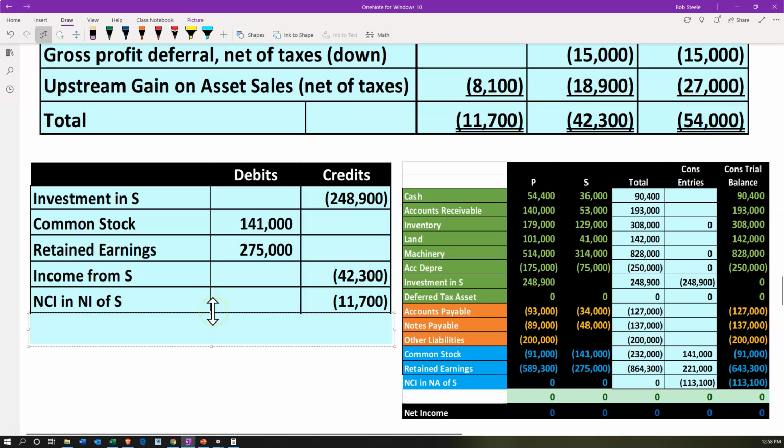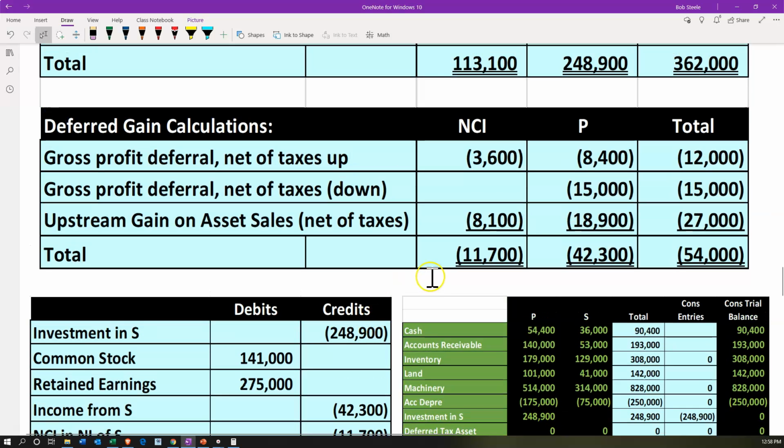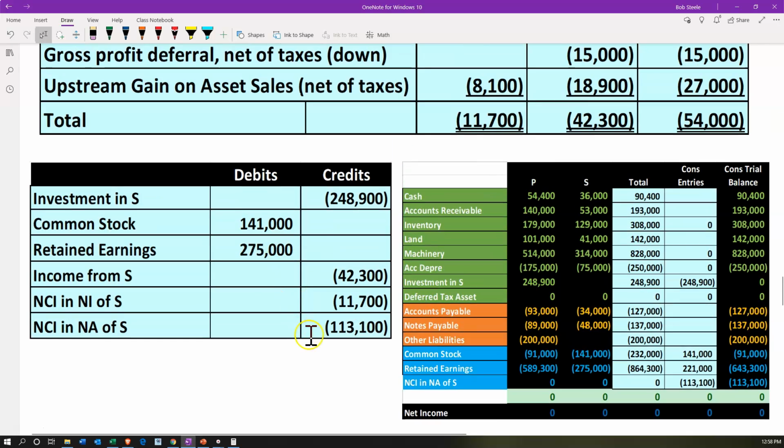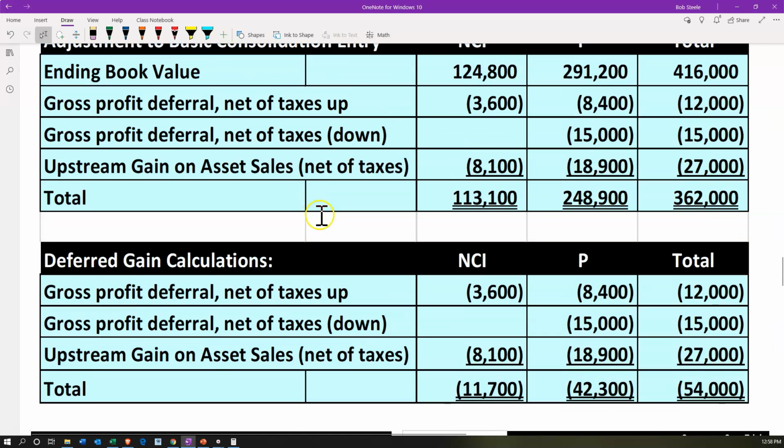Then we have the non-controlling interest in the net income. Again, an income statement account number. We're pulling that 11.7 from the table up top, the 11.7 up here. That number then would roll into, on the balance sheet side of things, the retained earnings and therefore is included in this adjustment right here as well. Then we would take that and break that out between the non-controlling interest in net assets of S and the investment in S. We're pulling these two numbers from our table up top.